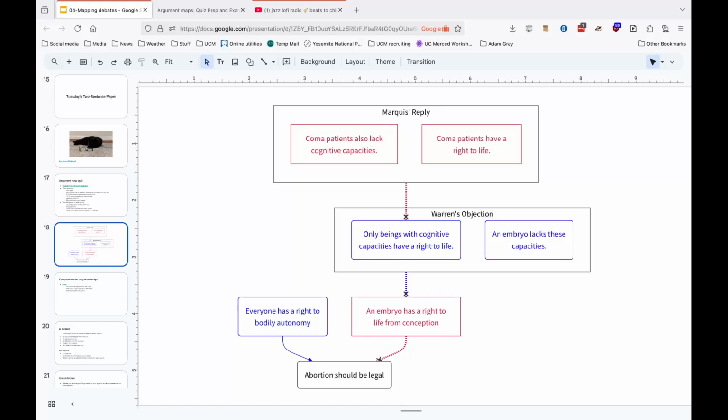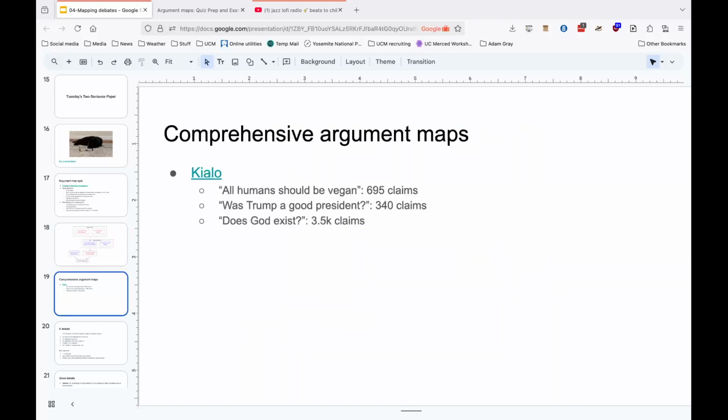Are there any questions? I didn't see any questions related to this on the 2-sentence papers. Does anyone have questions left over from mapping this debate? Excellent.